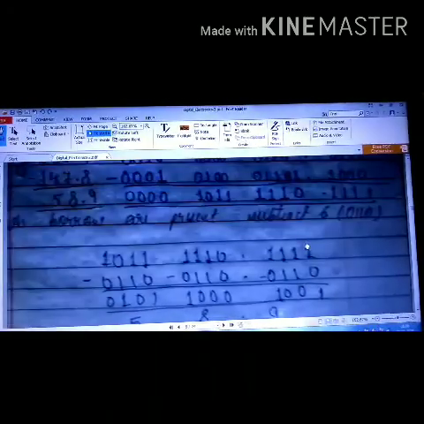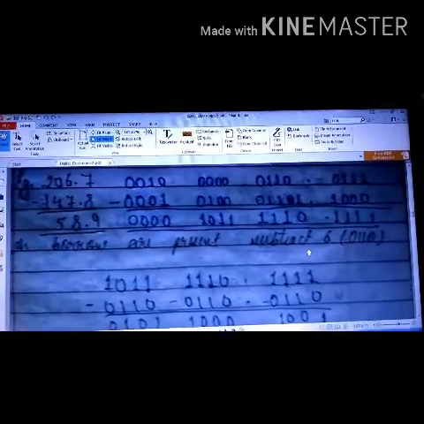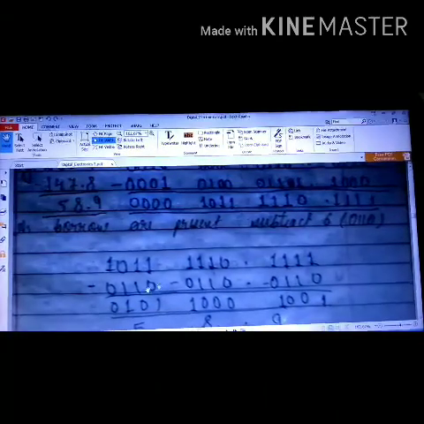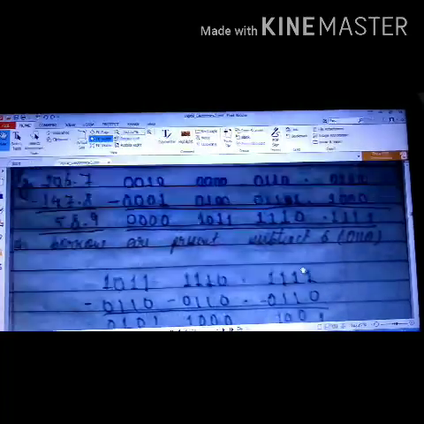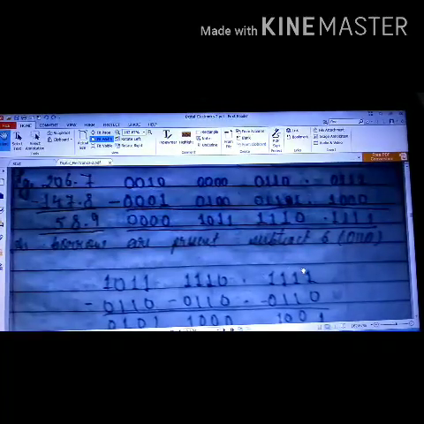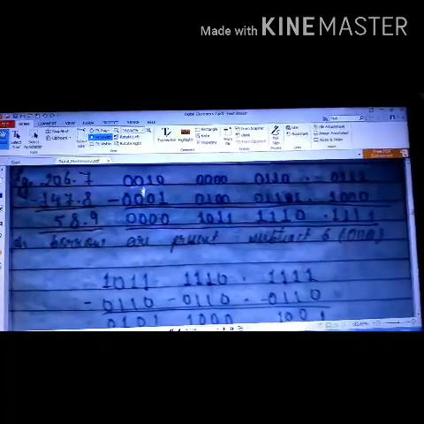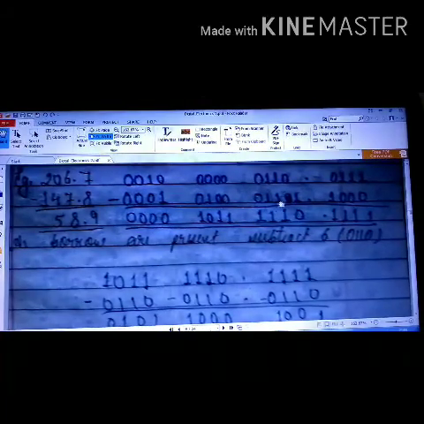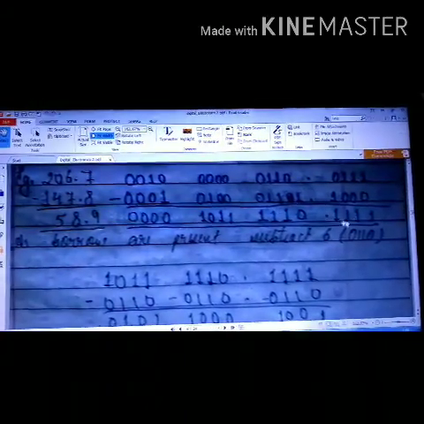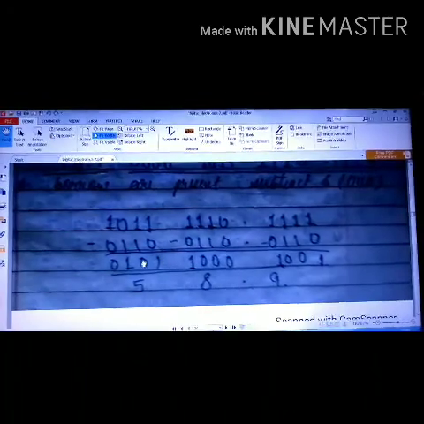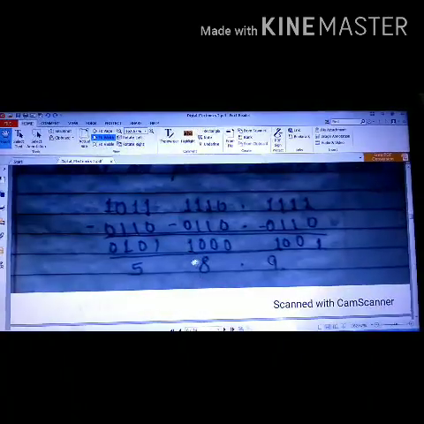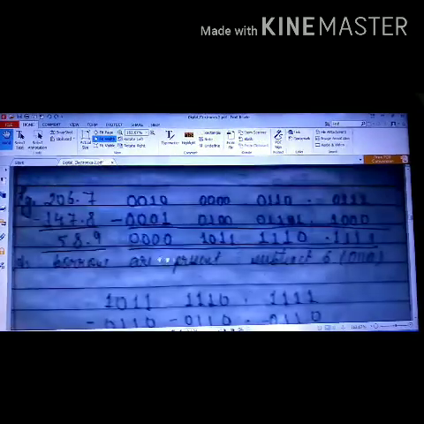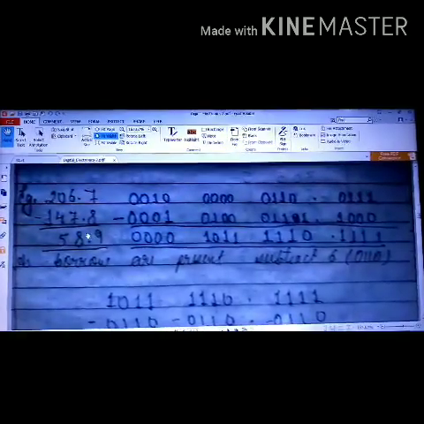So we will be subtracting the value 6 from those terms where a borrow has been taken. No borrow was taken from this case, so it is left as such, whereas for the rest of the cases a borrow was there, so we are going to subtract 6 and we will get the answer such as this. So our answer will finally come out to 58.9, which is the same as in decimal arithmetic.